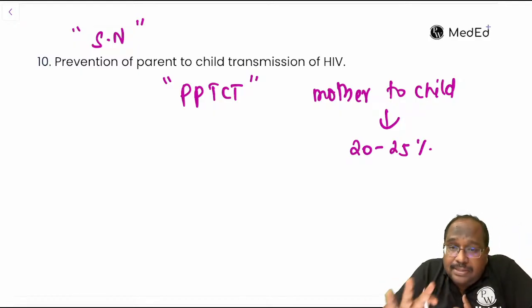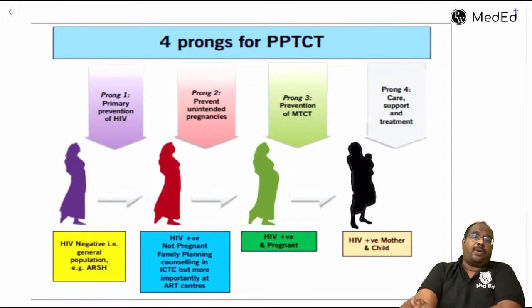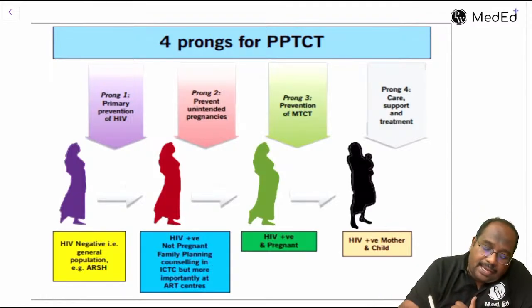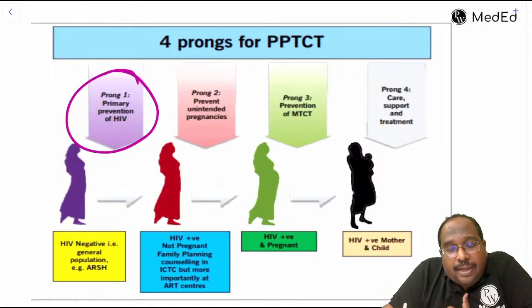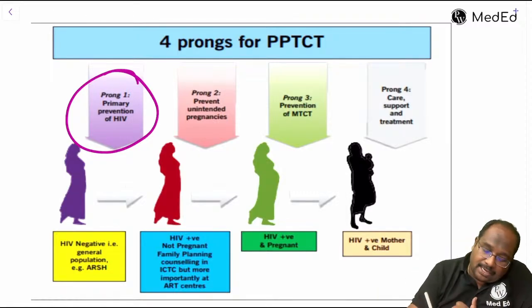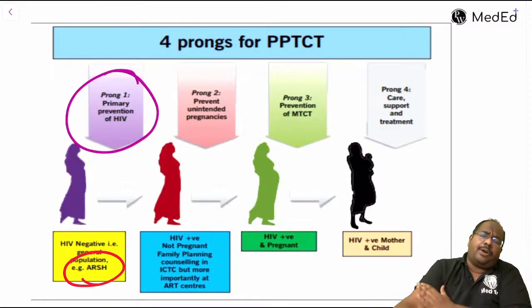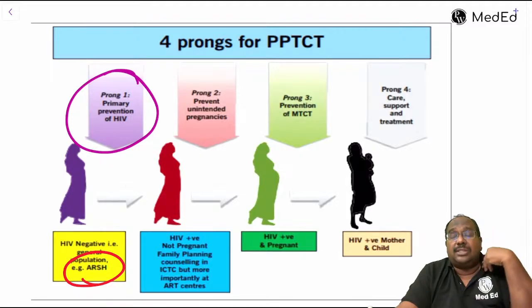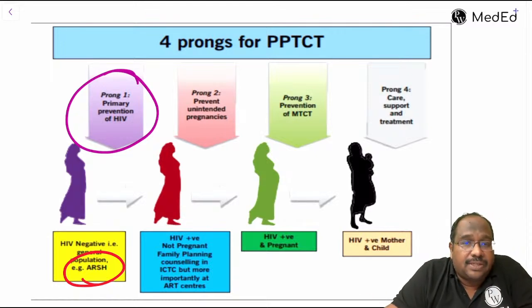What are the various methods we do under the program? We are doing these 4 prongs. First, primary prevention, where we are creating awareness, starting from the adolescent level itself. Adolescent reproductive and sexual health, we are creating so much awareness, to reduce the chance of getting HIV itself. This is the first one.